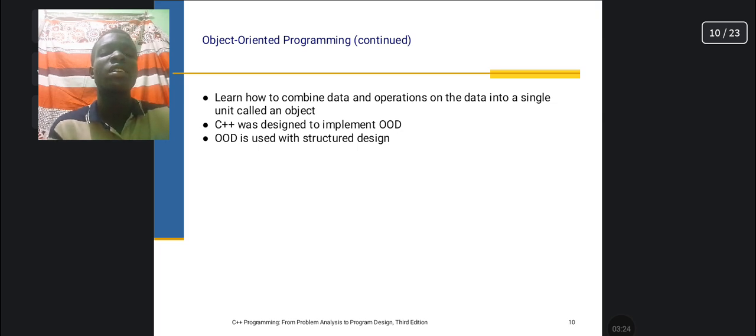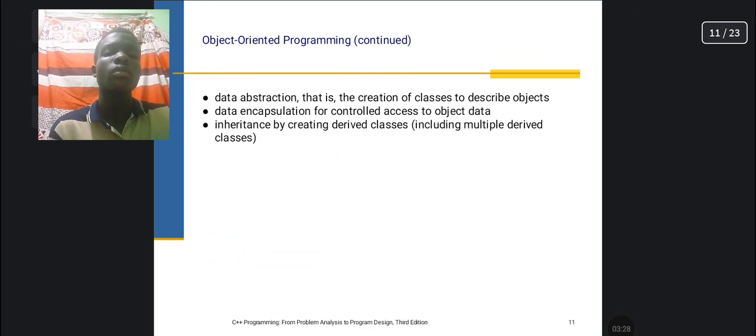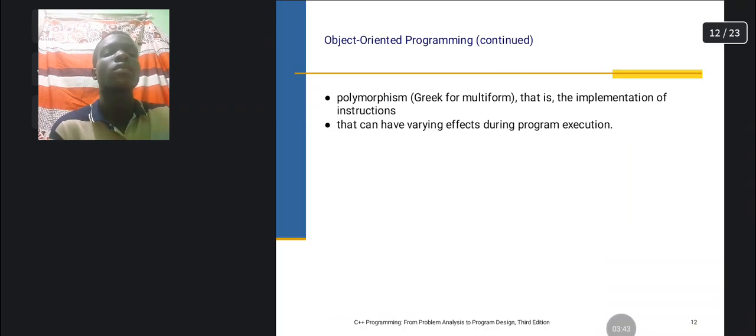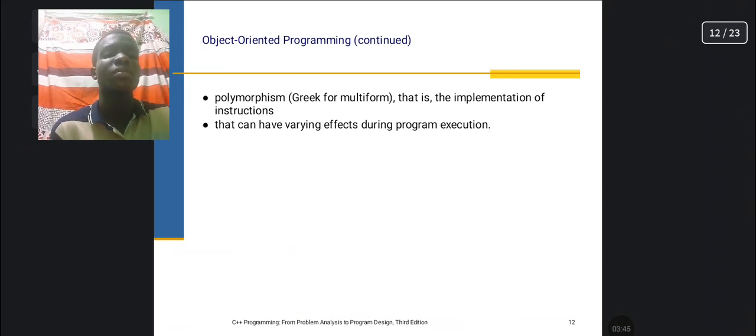C++ was designed to implement object-oriented design. Now, data abstraction is the creation of classes to describe objects. Data encapsulation provides controlled access to object data. Inheritance is done by creating a derived class. Polymorphism is the implementation of instructions that can have different effects during program execution.